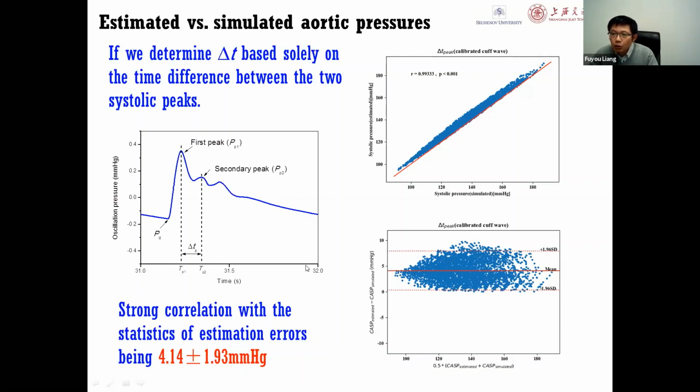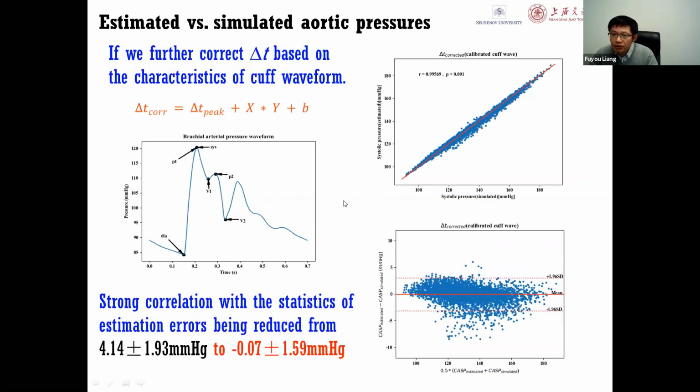So we try to make use of the characteristic of the cup wave. You can see for every subject we can obtain the cup wave. This cup wave will have some specific features. So we actually identify some feature points from the cup pressure wave. We use these feature points to try to correct the delta T. So after correction of delta T, we estimate the aortic pressure again.